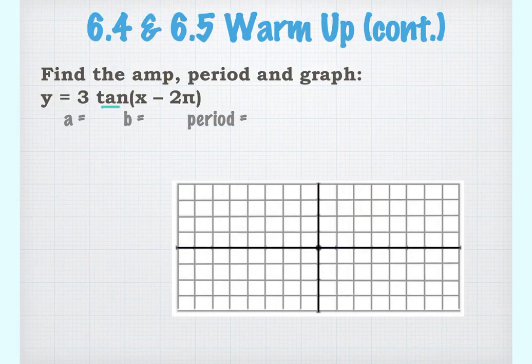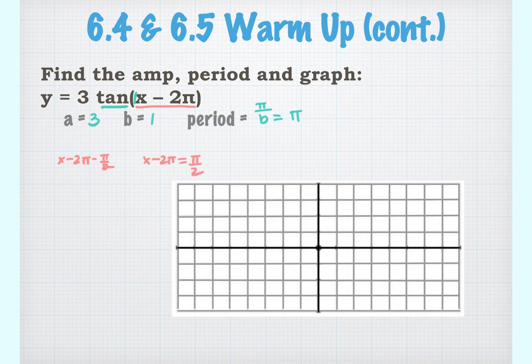Okay, this last one is tangent, so we do these a little different. A is still what's on the front there, so that's still 3. B is 1. This time the period is pi over b, so the period is just pi. Then instead of doing the 1/4, 1/2, and 3/4, we take what's next to that tangent, and we set it equal to negative pi over 2 and positive pi over 2.